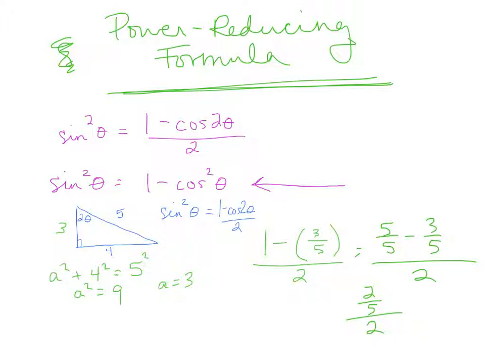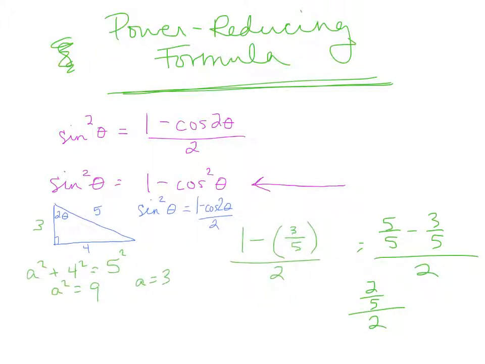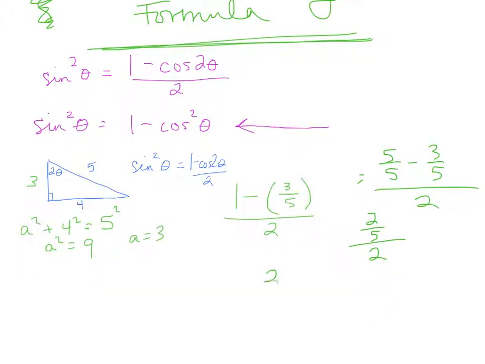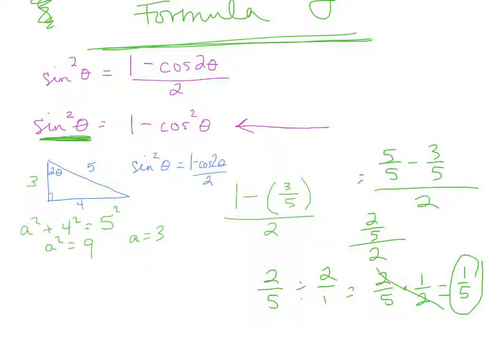But mathematically, to see that, let's scoot everybody around here. 2/5 divided by 2. When you're dividing two fractions, you flip the second one. So it's times 1/2, which gives you 2/10, or you cancel those 2's. So 1/5 is sine squared. And if we wanted just sine, we would take the square root of that, but we don't. That's interesting.